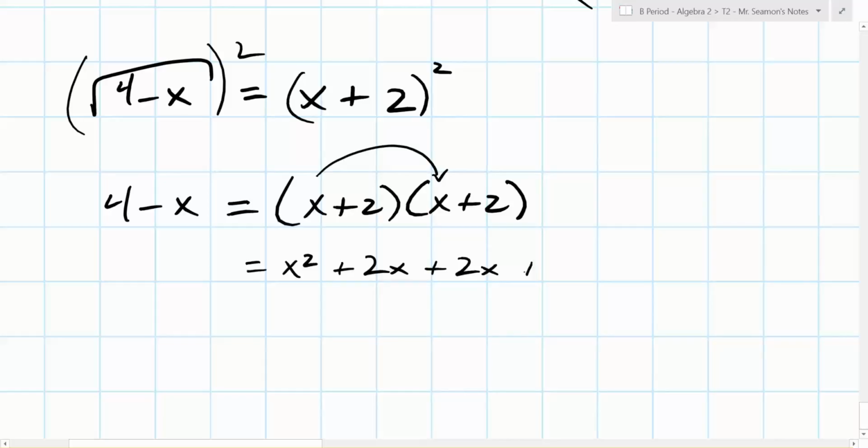Plus 2x plus what? 4. You have all of these, right? So it's going to be x squared plus 4 minus 4x plus 4. x squared plus 4x plus 4.